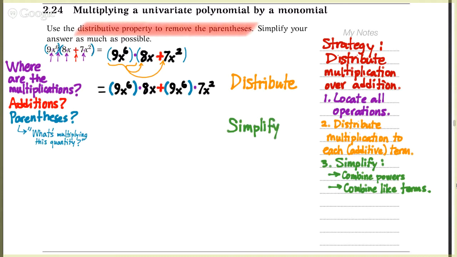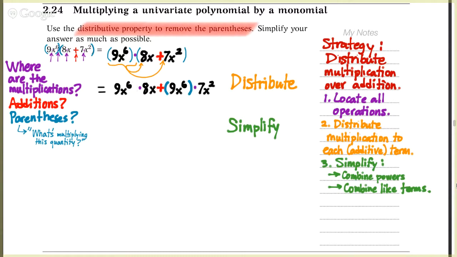In fact, if we wanted to, we could erase those blue parentheses around the 9x to the 6th, because at this point, each of them is connected just to another expression that involves only multiplication. So the associative property of multiplication says that those parentheses are no longer necessary. Now we can simplify using the techniques from the previous videos by rearranging each of the terms so that the coefficients are together and so that the powers of x are together.